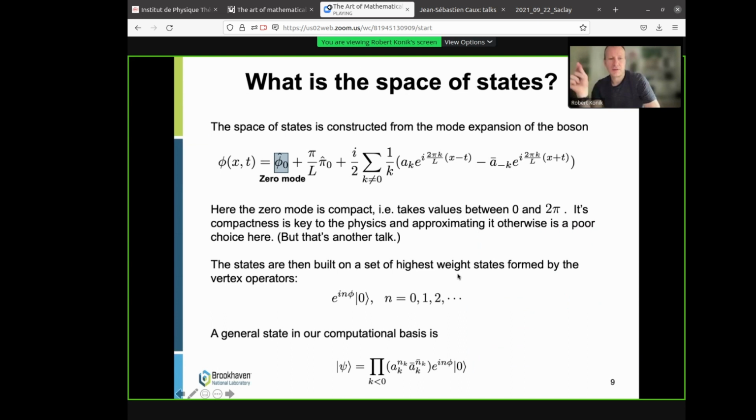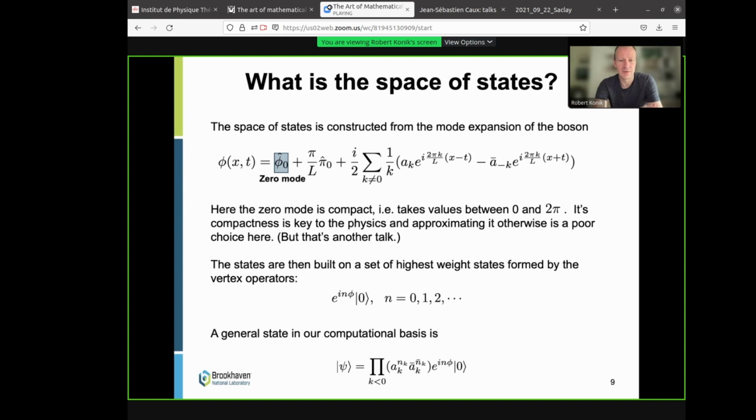Now, I think it will be crucial here to discuss the space of states of this boson, because this is really one of the objects we're going to have to manipulate or understand the Renyi entropies of. And so here's the mode expansion of the Bose field, and you can see it has several parts. It has a zero mode, a compact zero mode, and its conjugate momentum. This zero mode, at least in this representation, can take values between 0 and 2 pi. It's actually very important that the zero mode be compact. Approximating it, at least in terms of the quench that I'm interested in, would be a very bad approximation. I've thought somewhat about this, but I won't talk about it here because that's somewhat involved, so that's really another talk.